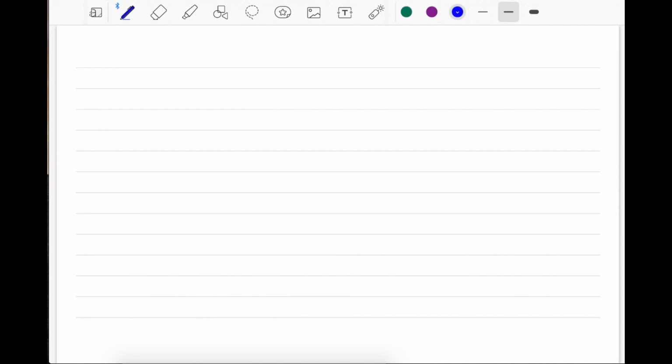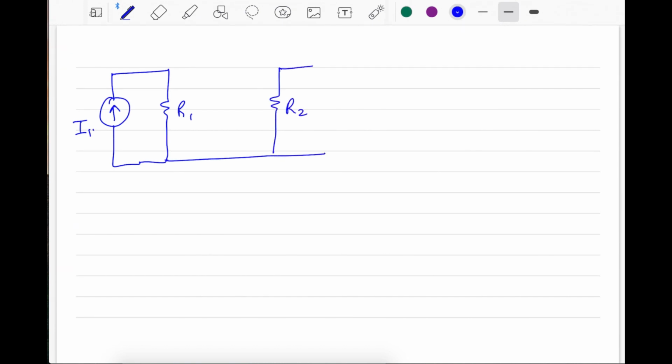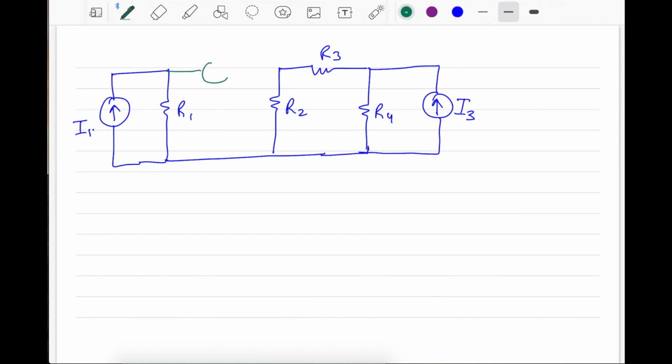So let us say you have a circuit like this, I1, then you have R1, here you have R2, R3, R4. Same circuit, but what I am doing now is, instead of putting a resistance here, I am putting a voltage source like this. Okay, so this is what I am doing right now.